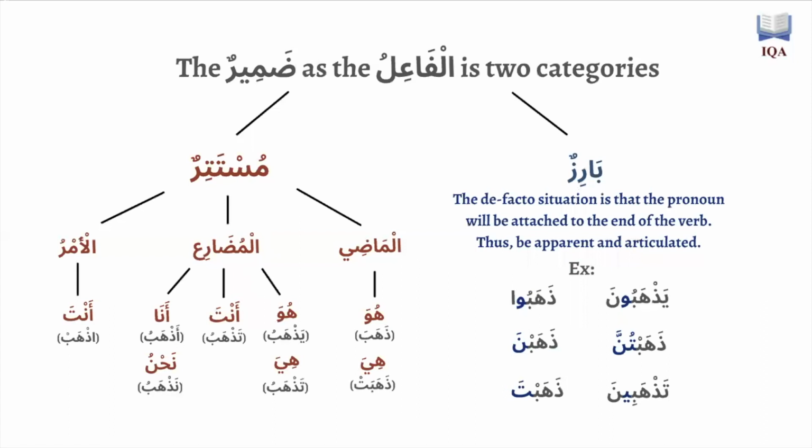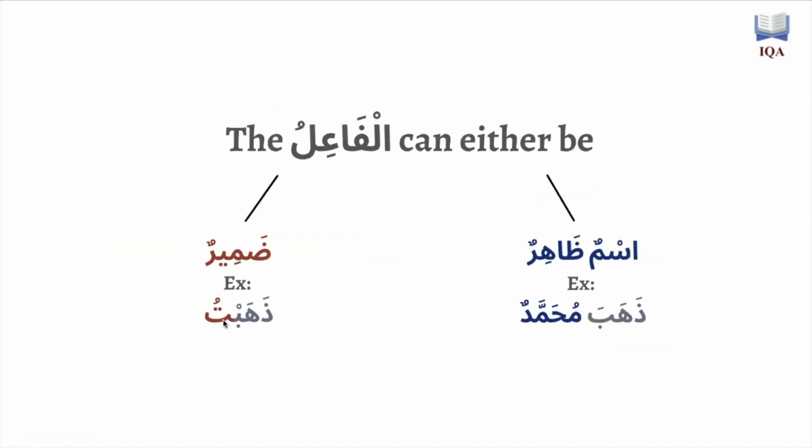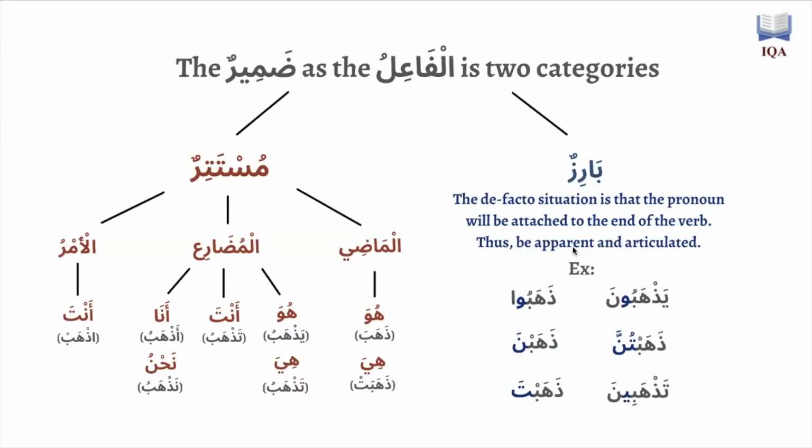Mustatiru means hidden. So bariz is the de facto situation, where the pronoun will be attached to the end of the verb, like we saw here: tu, ta, tum, and so on and so forth. And thus it will be apparent and articulated. So يذهبون, the ضمير coming as a fa'il is the waw. It's apparent and articulated, and it's attached to the back of the verb. ذهبوا, same concept, it's the waw here.